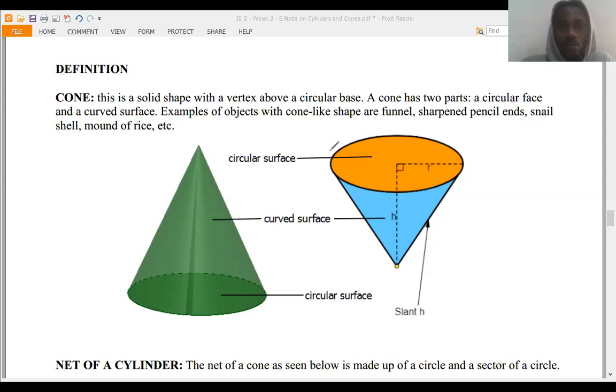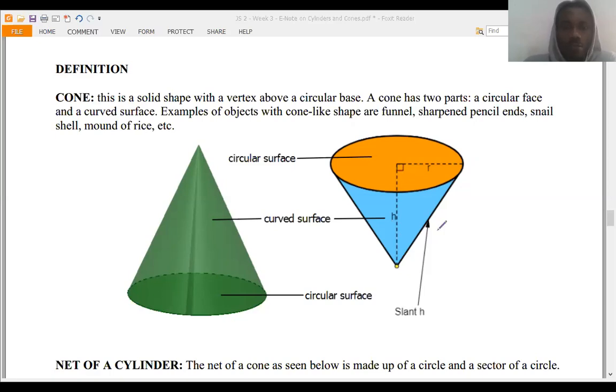I just gave you two different views of the cone with the labels. So this is the circular surface. Here are the curved surfaces, and here is the other circular surface. For the cone, we have the height. It is at the center of the circle, coming from the center of the circle to the peak, that is the apex of the cone. That is the height. I'll call it the altitude. From that same center to one point on the circumference of the circle is the radius of the cone.